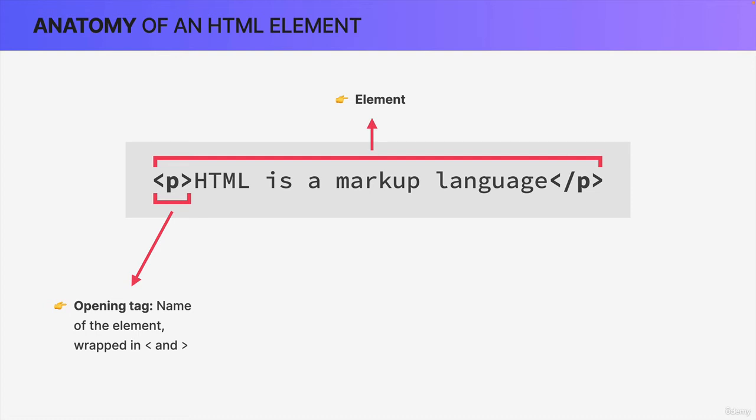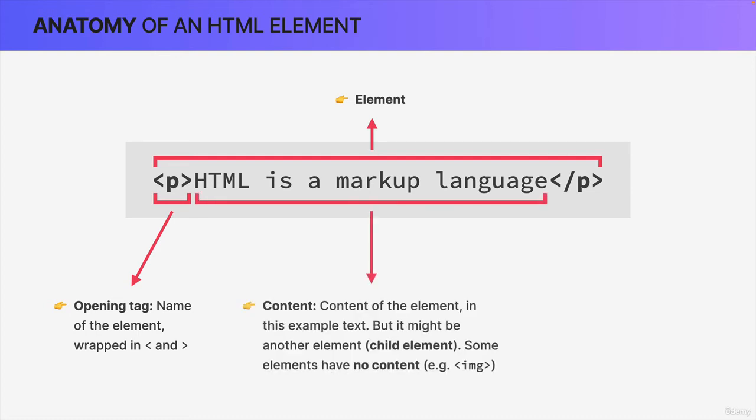Then, after that, we have basically the content of the element. So in this example, that is just some text, but there might be other types of content. For example, an element can contain another element inside of it, which we then call a child element. Also, some elements, such as images, have actually no content at all and only have an opening tag.